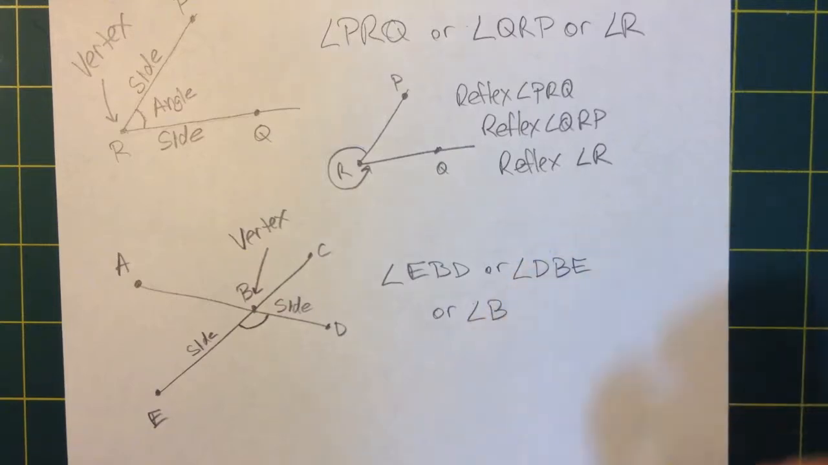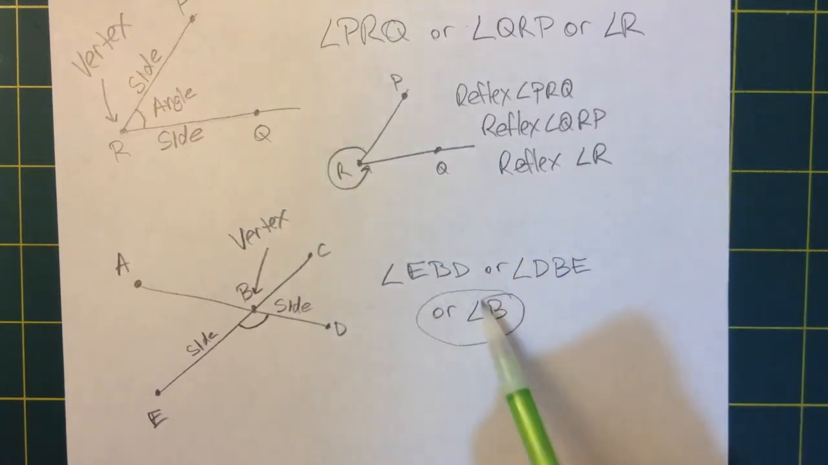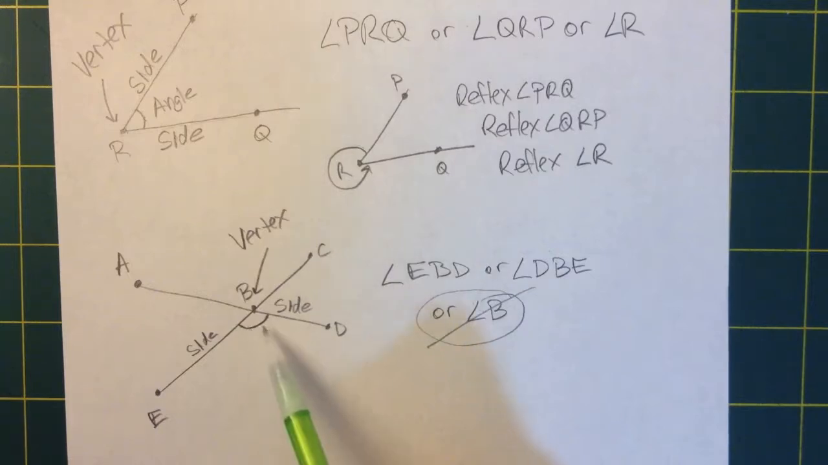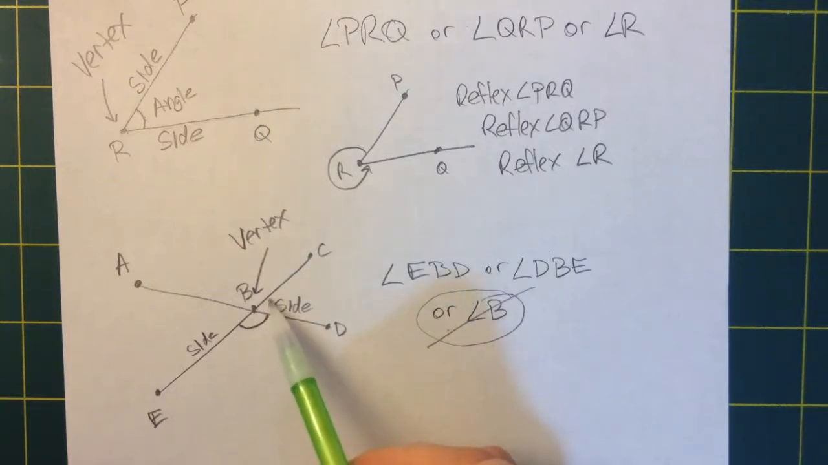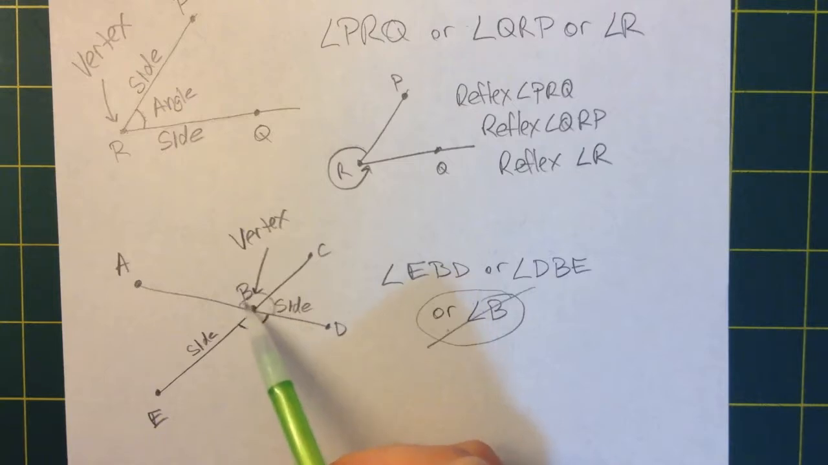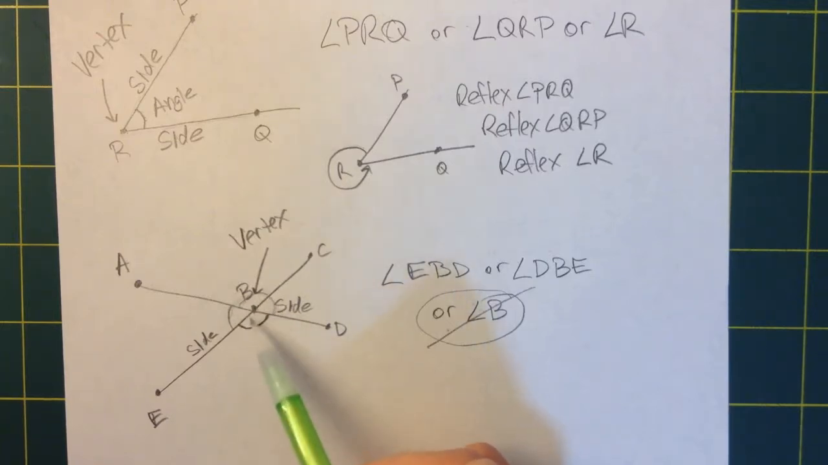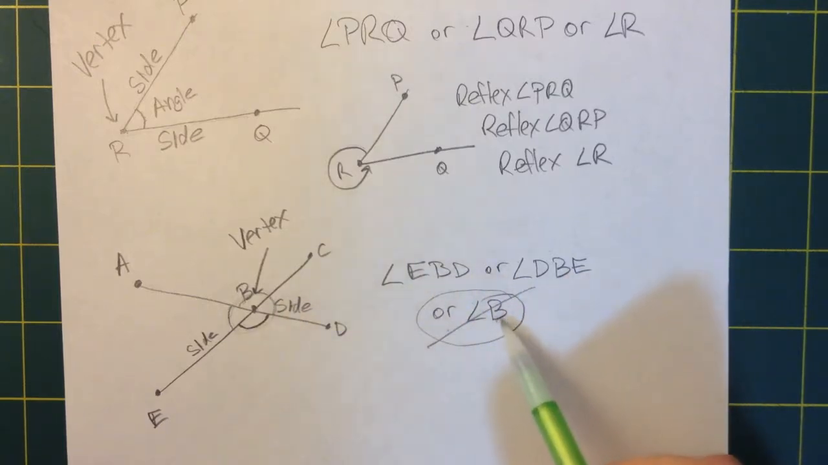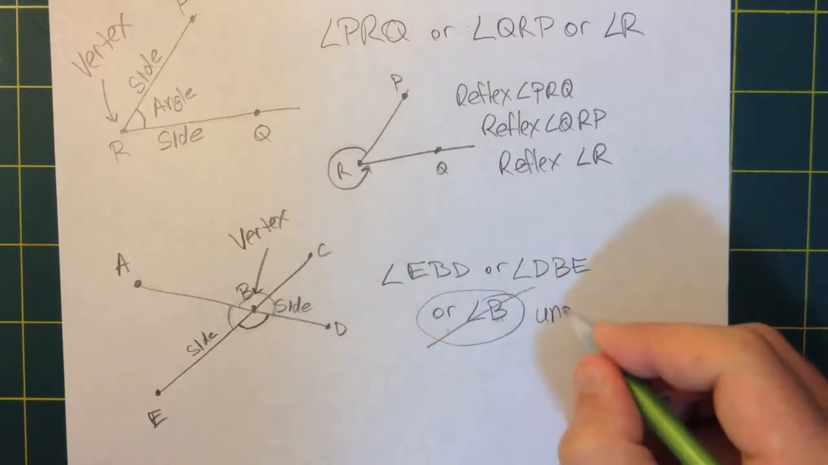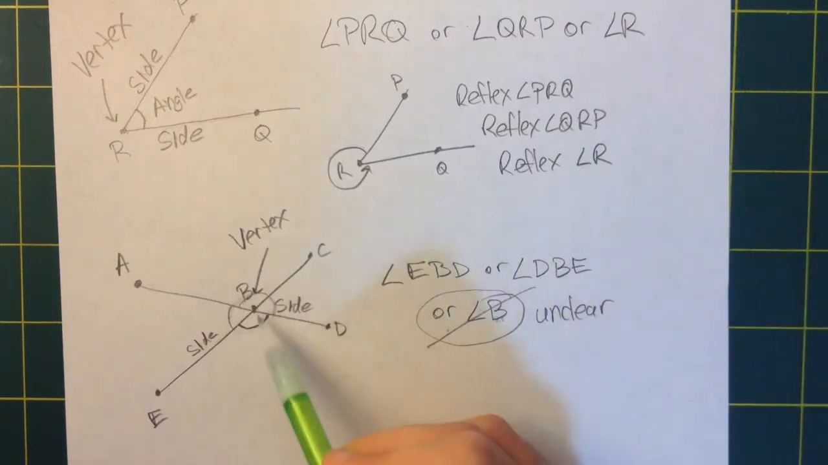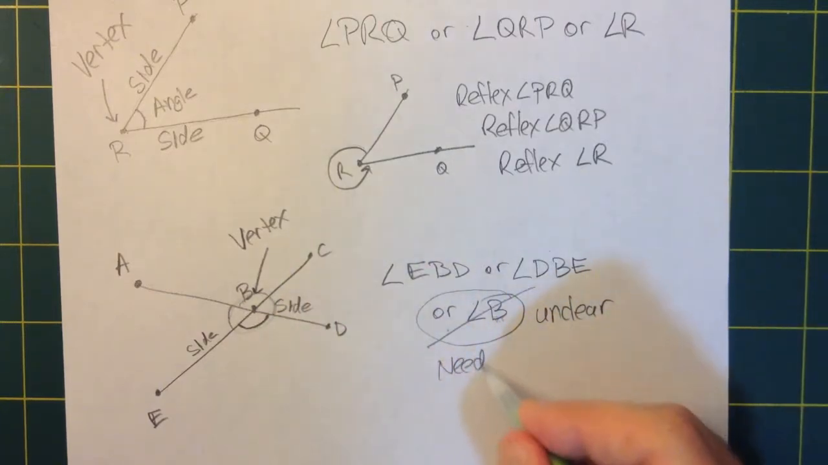or just angle B. But the problem with this, and the reason you can't do this, is because there are many angles present at the vertex B. If you just say angle B, you go to look at the figure, and I don't know if you mean this angle, this angle, this angle, or this angle. There are 4 angles here. There's actually more, because you could say this whole thing here is an angle, it's a straight angle, or this whole thing is a straight angle. But clearly, if you just say angle B, this is unclear. And so in this situation, you need 3 letters.